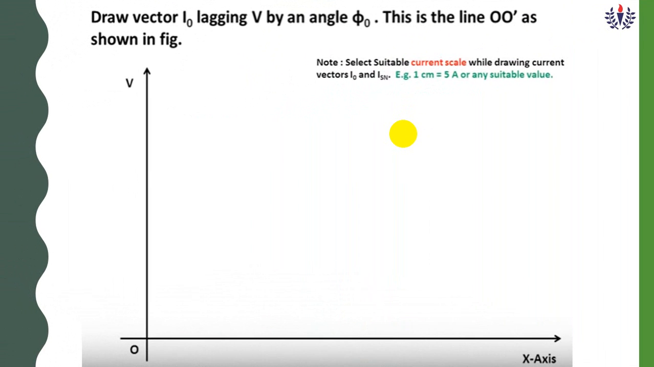Here we have to set the scale. In the current scale, we have to mention 1 centimeter equals 5 ampere. If it is 2 centimeter, it will be 10 ampere. Like that we have to set the scale. This is one setting.